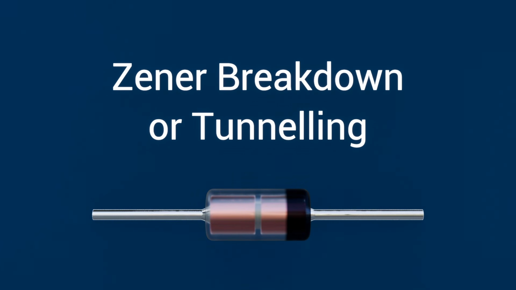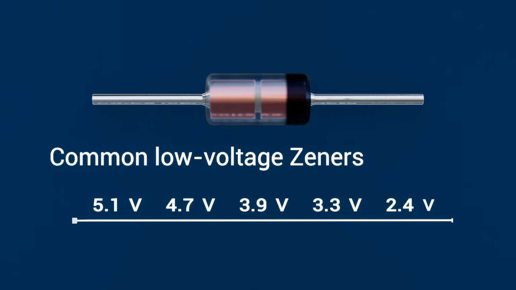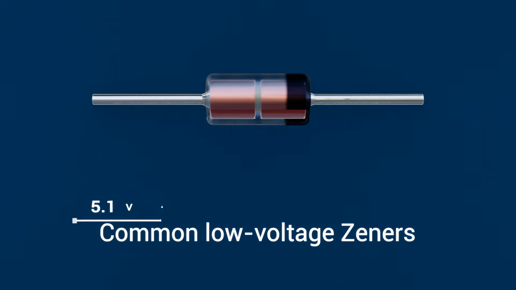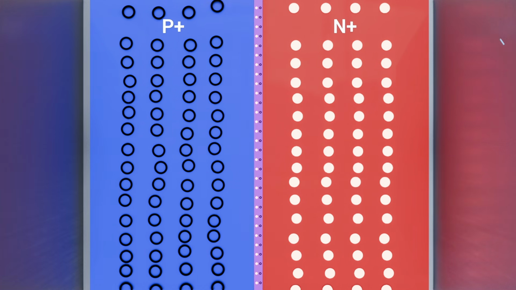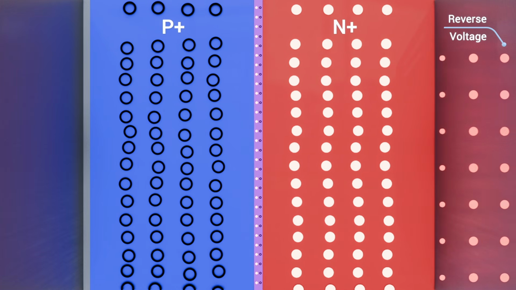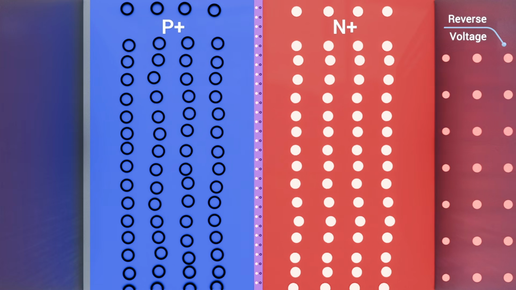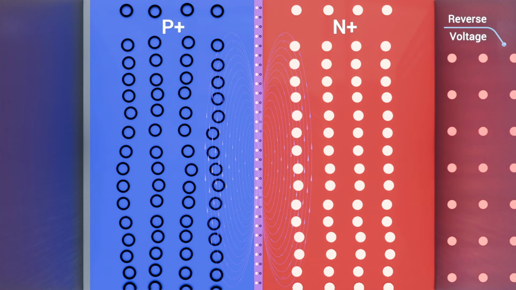Zener breakdown is dominant at lower breakdown voltages, usually below about 5 to 6 volts. In these diodes, the PN junction is heavily doped, which results in an extremely thin depletion region. When a reverse voltage is applied, this thin depletion region produces a very strong electric field across the junction.